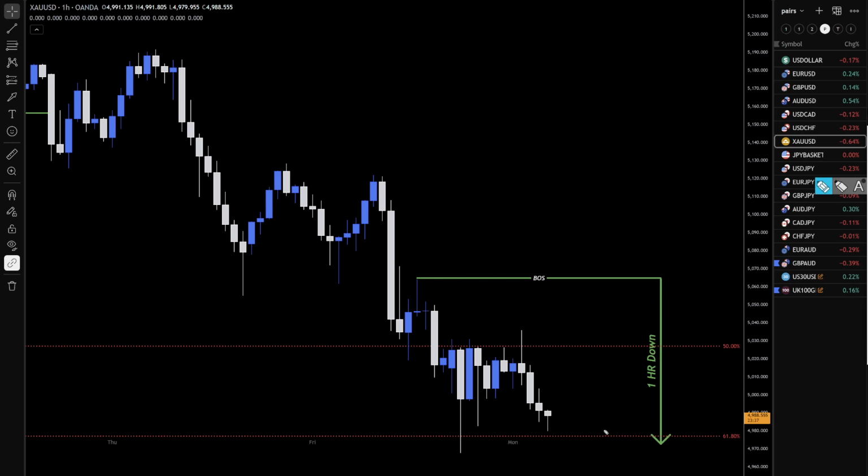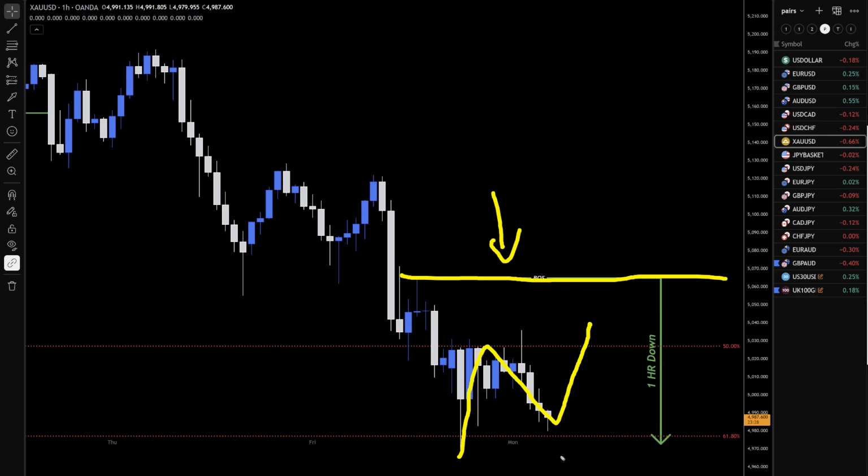Going down to the 1 hour time frame, our break of structure point is right here. If it breaks above there, then I would definitely become bullish. Otherwise, I would definitely be looking at anything I see up as possibly just a pullback within a downtrend.